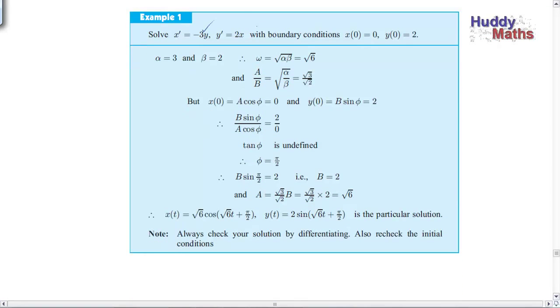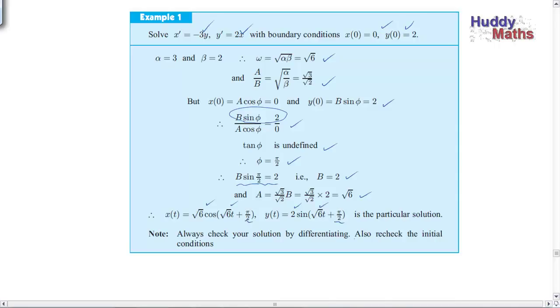So we've got neg 3y and 2x. We're going to say that the form of the solutions is, as we said before, A cos omega t plus psi and B sine omega t plus psi. And we've got these initial conditions. So work out omega using our relationships, then subbing in. So we'll get tan theta is undefined. We'll get pi on 2 therefore. And then we can say B sine phi is 2 and B is 2, and work out A from the relationship of A over B being root 3 on root 2. And then put our solutions together, A and B and our omega there and our phi.